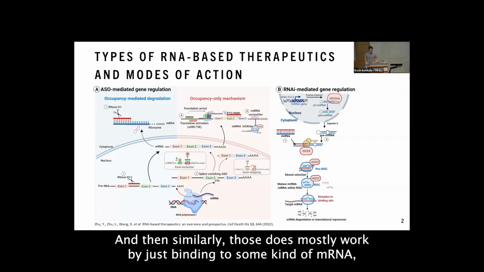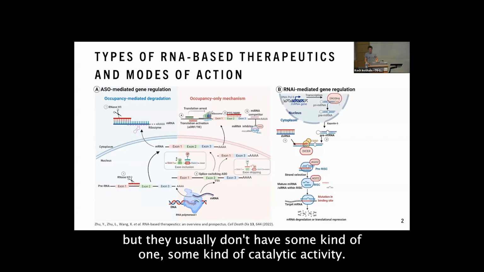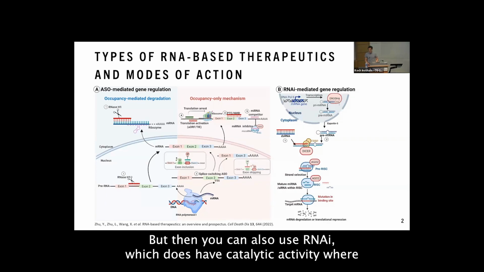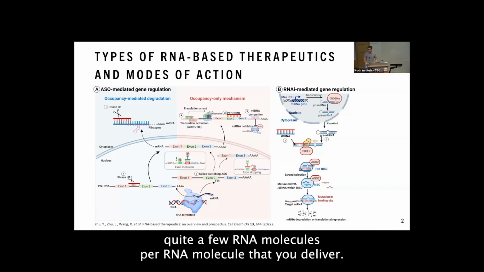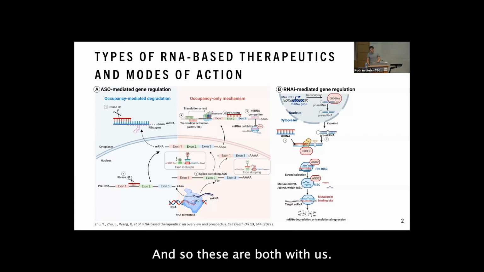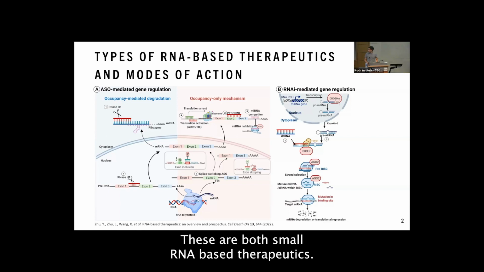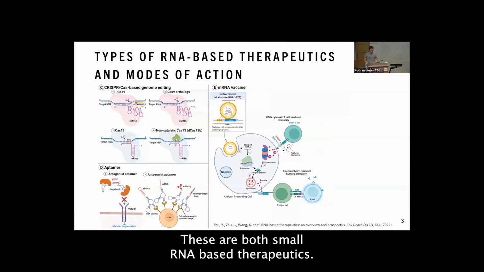Those mostly work by just binding to some kind of mRNA, but they usually don't have catalytic activity. But then you can also use RNAi, which does have catalytic activity, where your RNA gets loaded into a RISC complex, and the RISC complex goes and degrades quite a few RNA molecules per RNA molecule that you deliver. And so these are both small RNA-based therapeutics.